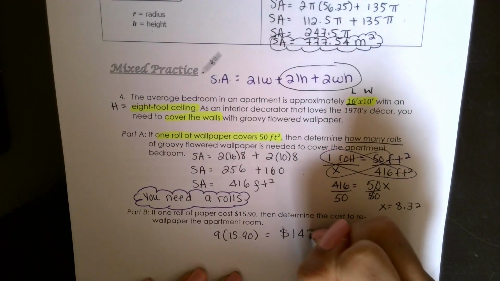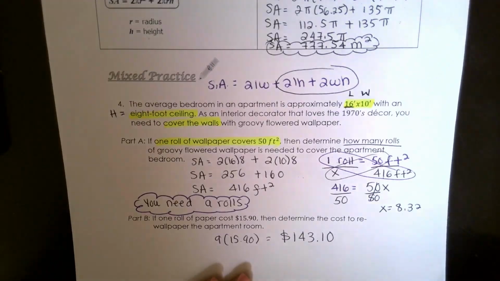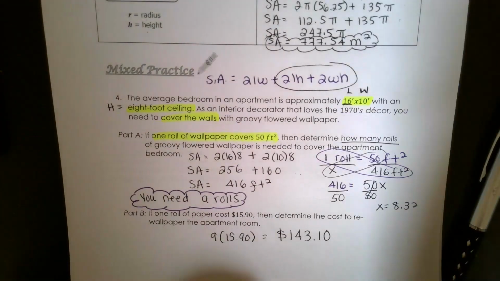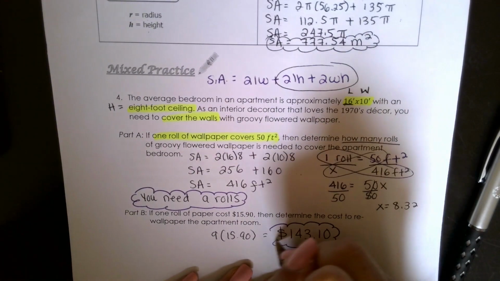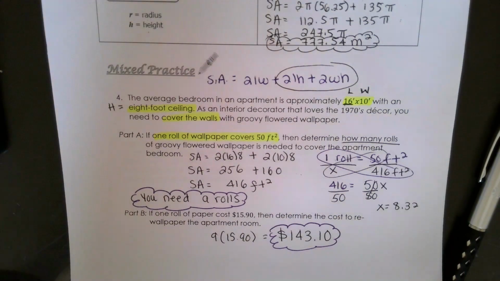So it's 143.1, and make sure you have the 0 in it because it's cents. And that's your answer. Next question.